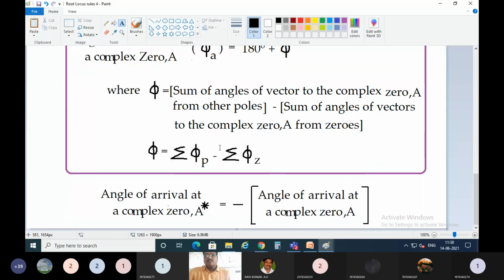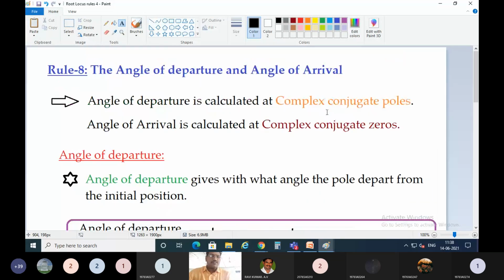Okay. So angle of arrival at a complex zero A conjugate is equal to minus angle of arrival at a complex zero A. So whatever we find out at A, just take the minus symbol. This rule, rule number 8, exists only when the root is either a complex conjugate pole or complex conjugate zero. Only in this condition do we apply rule number 8. Otherwise we don't use this rule.